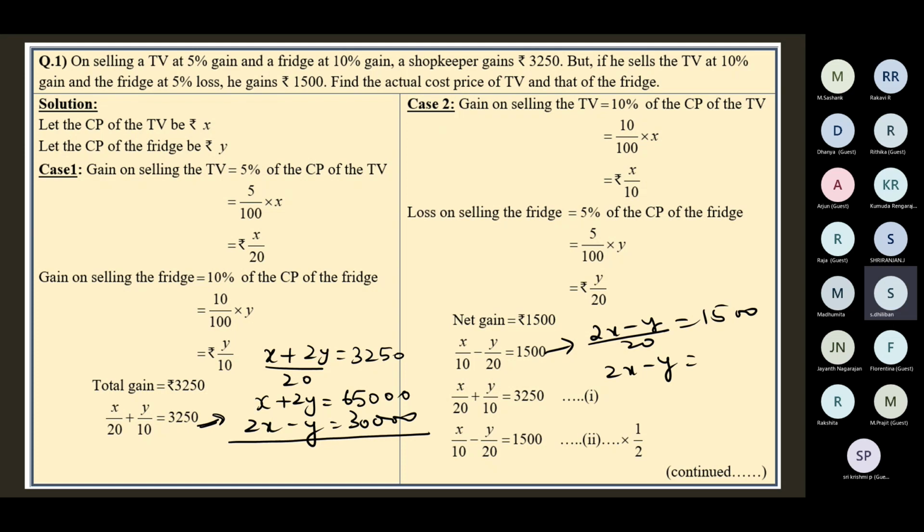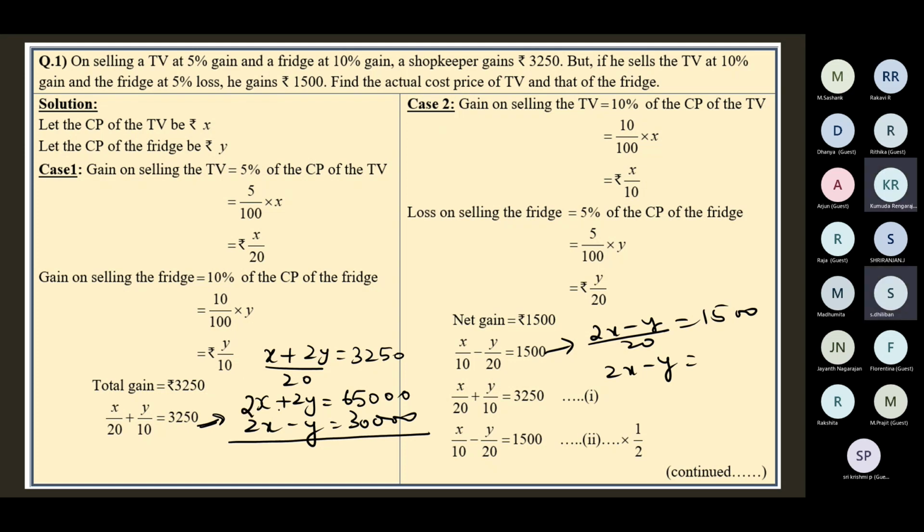I don't want the values of x and y. What will you do next? I want to know. We can multiply by 2. You will multiply which equation by 2? The first one or the second one? First one. Okay, so what will happen?